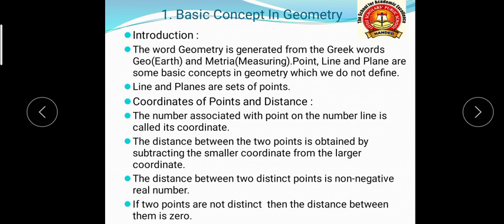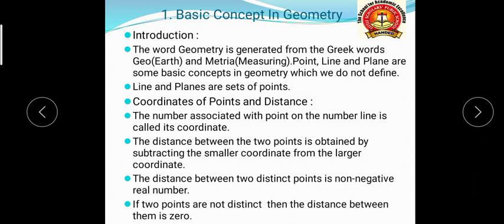The point, line and plane are the basic concepts in geometry which we do not define. Lines and planes are sets of points. But what is a point? We can't define it here.